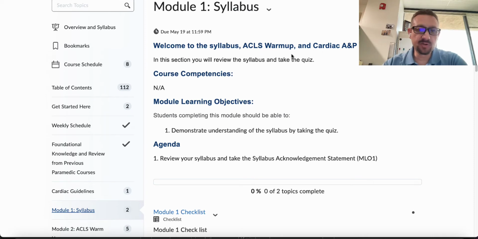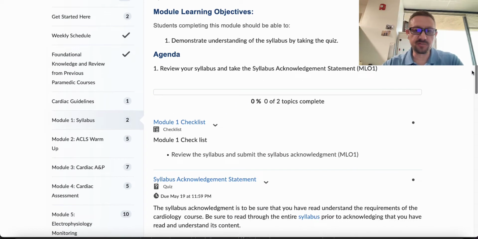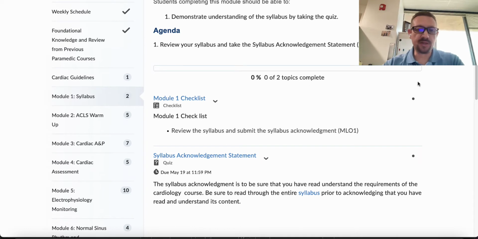In each module description, you'll see a little bit of a description of what you can find here. Again, this is just for the syllabus, so there would be course competencies listed here. These are only the course competencies that this module covers from the overview and syllabus page. And then the module learning objectives are the learning objectives that you're completing while you work on this module to prepare you to pass the course competency. There's also a brief agenda for you to look at.